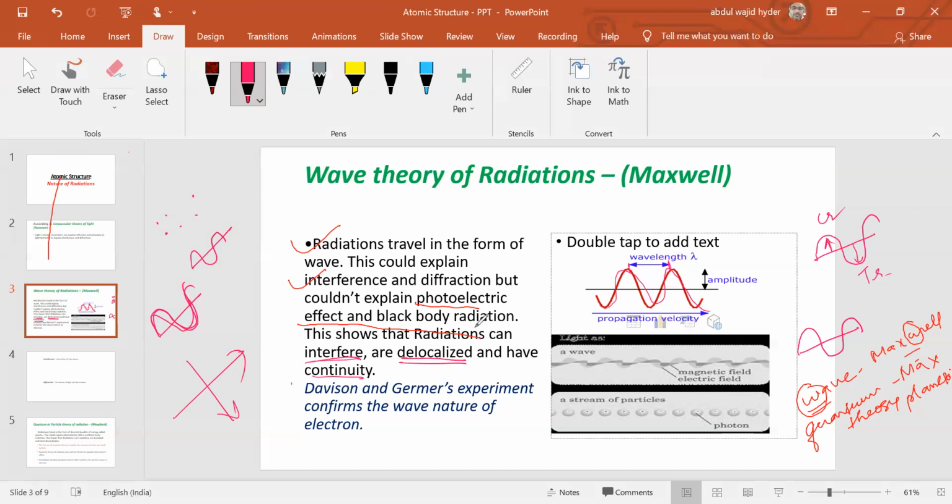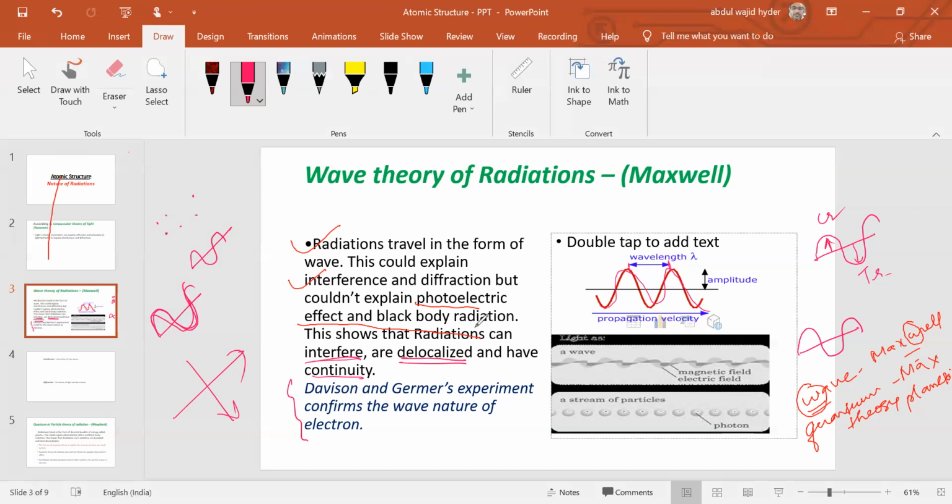Fine. This question was there in the entrance examination. Davisson and Germer's experiment confirms the wave nature of electron. The wave nature of electron was confirmed by which experiment? Davisson and Germer's experiment. So this is about the wave theory of radiation.